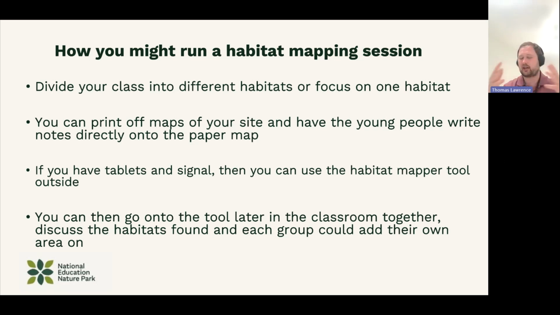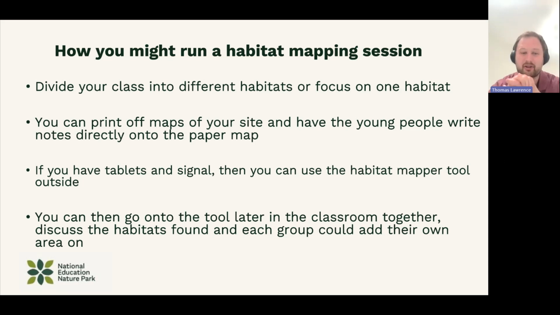You could obviously print off, if you're doing it offline, a map of your site. So just taking a screenshot from the Habitat Mapper tool that will show your site boundary, giving the students a piece of paper and getting them to write notes directly on the map, using the flowchart to then draw on that paper map what they found. Make sure they label it, because there's certainly been one or two times where we've had students who have drawn great things on their paper map, but they've gone around doing microhabitats and put lots of crosses, but not labeled what they have found. So just a reminder to encourage them to do that.